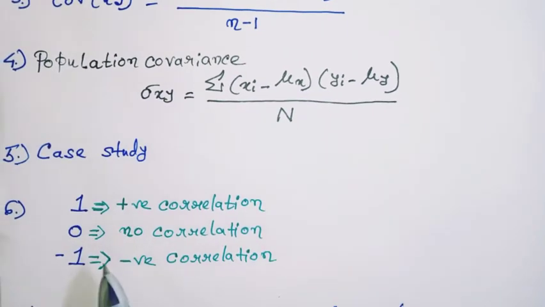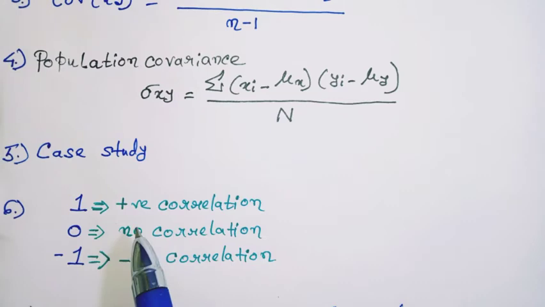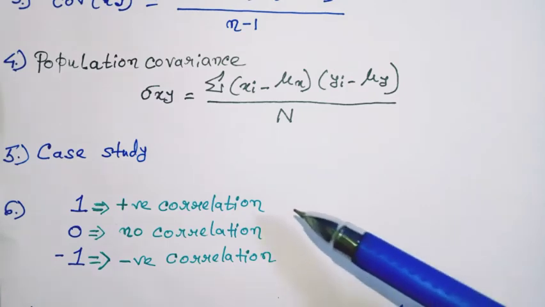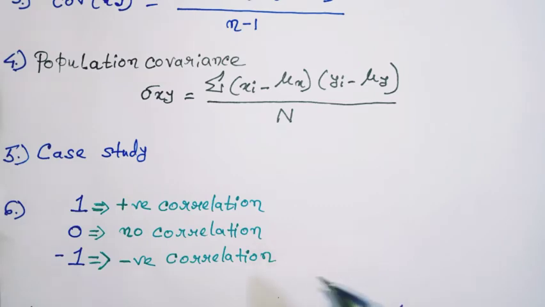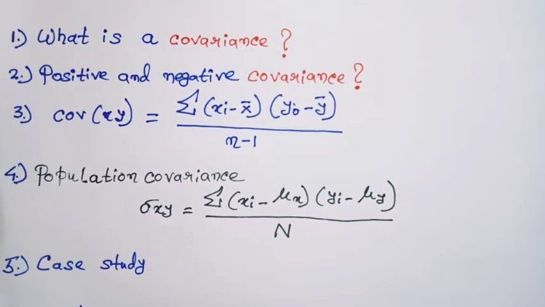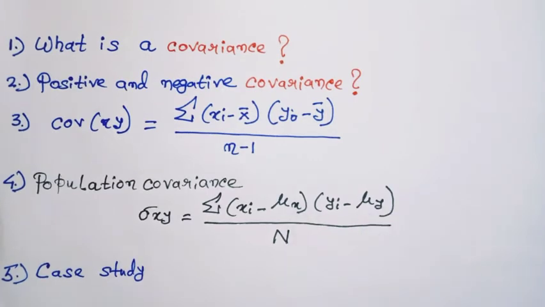We have also seen in the 6th point that 1 means positive correlation, 0 means no correlation, and minus 1 is negative correlation. If you have seen the earlier video, then you have seen that I have shown 4 or 5 graphs in which these correlations are related to each other. So this is a nice summary of what we have learned earlier.